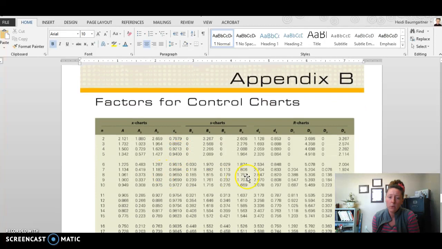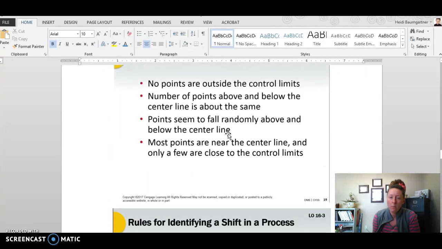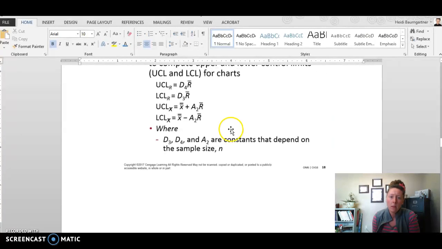So those values are going to be taken off of this chart, and it's going to be based on the number of observations. So when there are 3 observations in our Goodman-Tyer example, for the X bar you're going to look across for these values, and for the R chart, again here. But we'll cover this a little bit further on and give an example of it. As stated, D3, D4, and A2 are all constants that depend on the sample size N.